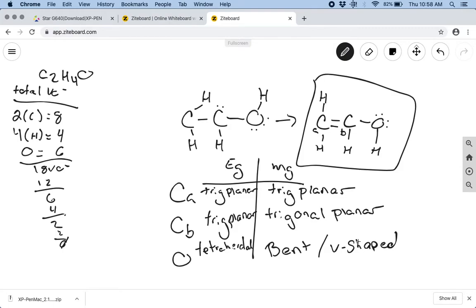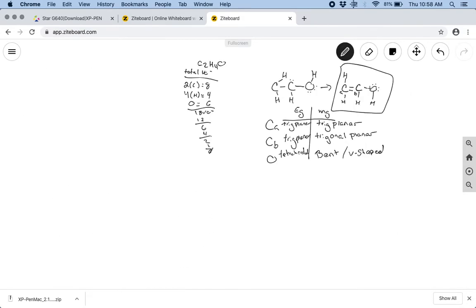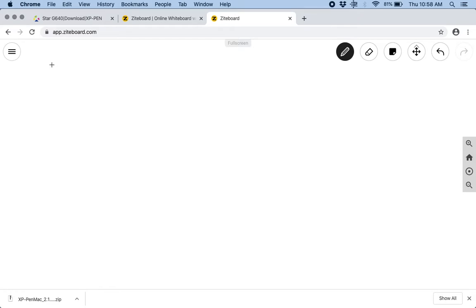So again, I'll let you pause here if you need to in terms of catching up and drawing, but we're going to be moving on to our next molecule, which in this case will be SO3. So we're going to clear our structure and we're going to move on to SO3.